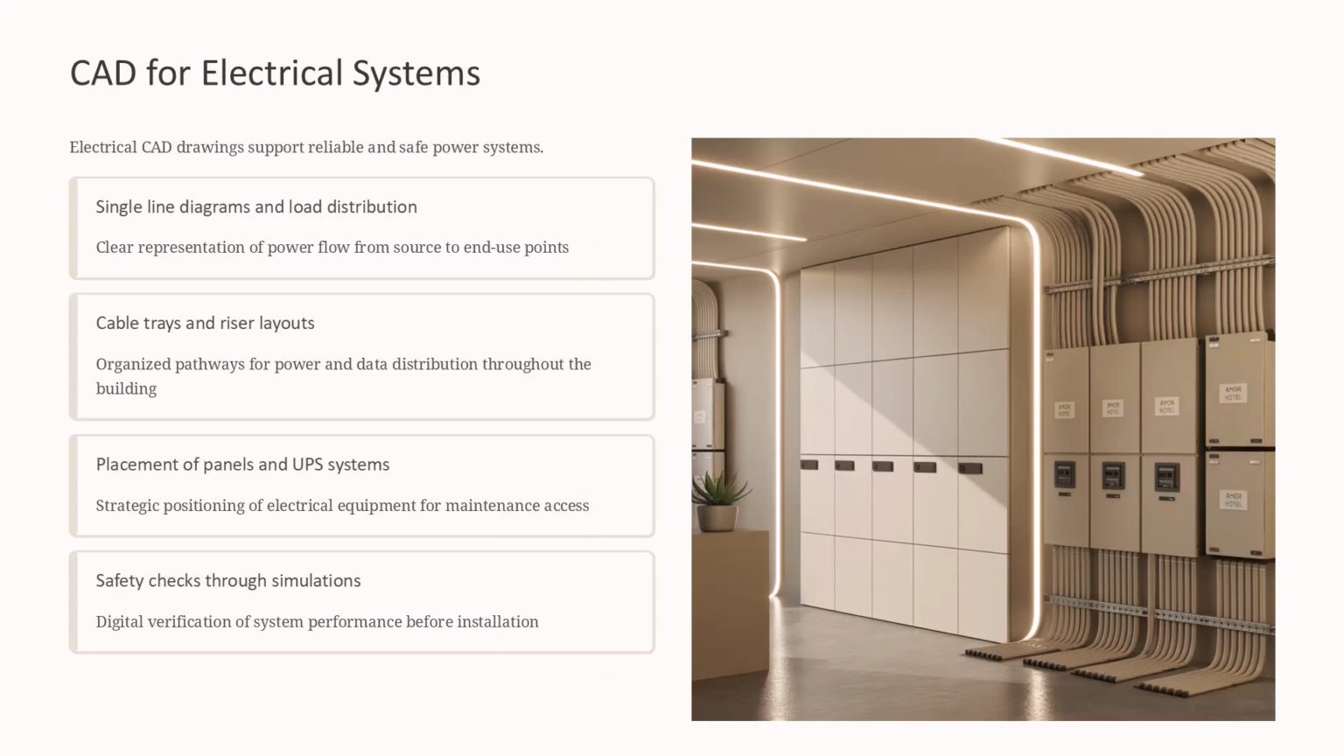CAD for electrical systems. Let's consider CAD for electrical systems. It shows single-line diagrams of power distribution. It maps cable trays and riser layouts. It positions panels and UPS units for safe access. It balances load distribution across different areas. It includes safety checks and simulations.